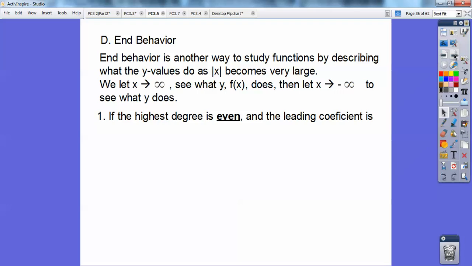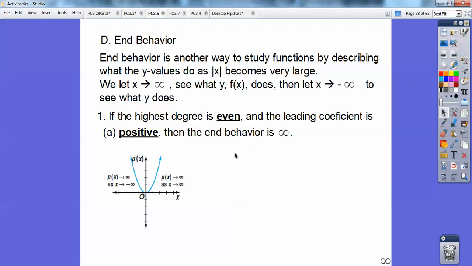So if the highest degree is even, this is the shortcut, you guys, and the leading coefficient is positive, okay, like say we had 5x to the fourth, then plus 3x to the third, plus 2, something like that. My 5x to the fourth, the 4 is even. So that was if the highest degree is even, and your leading coefficient, the 5 would be my leading coefficient. If it's positive, then my end behavior is always going to be infinity.